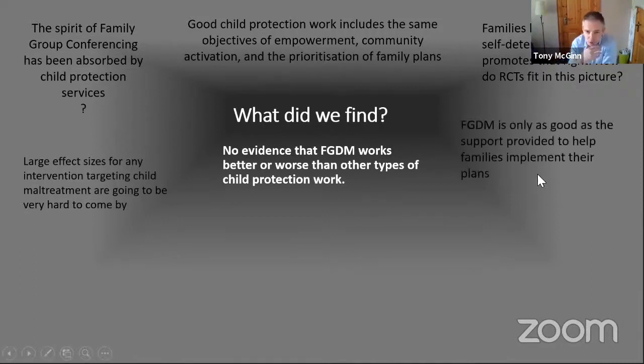FGDM is only as good as the support provided to families. So here's the point: did we not find great effect sizes here because it was never implemented properly and families aren't being given that support? Families might decide on a plan that works for them, but then who helps them implement that plan? Was any funding made available to make sure that those things happened that the family agreed upon? So it's only as good as the support that the family is given. And is that not something we should be measuring as hard as we're measuring the efficacy of it?